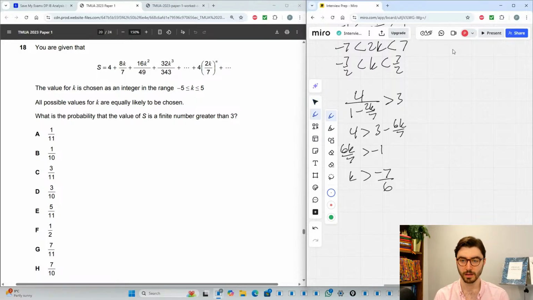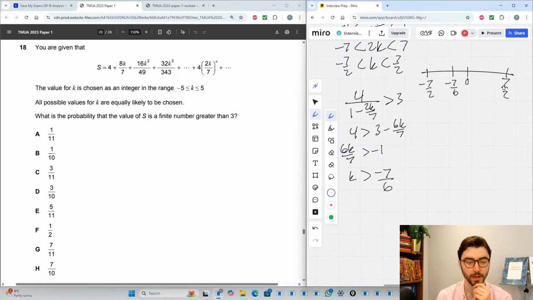So actually, let's put a number line on it. So that's minus 7 over 2. That's minus 7 over 6. That's 0, and that's 7 over 2. In order to have a finite sum, it must lie in this region. But in order for that finite sum to be greater than 3, this condition also has to be true. So actually, minus 7 over 6 has to be less than k, less than 7 over 2.